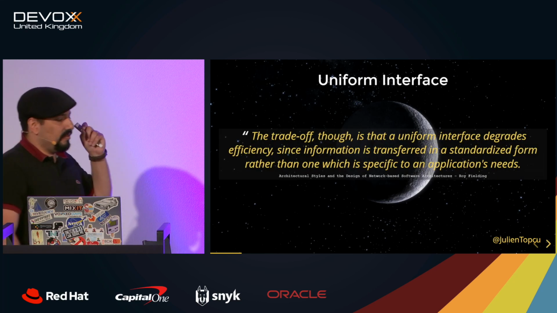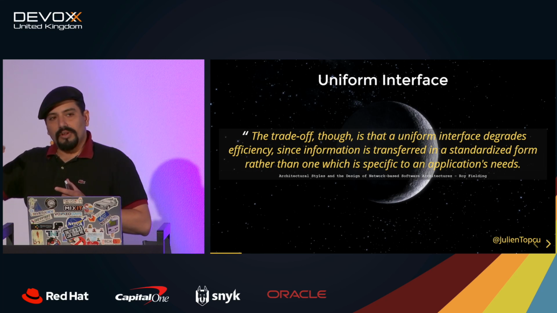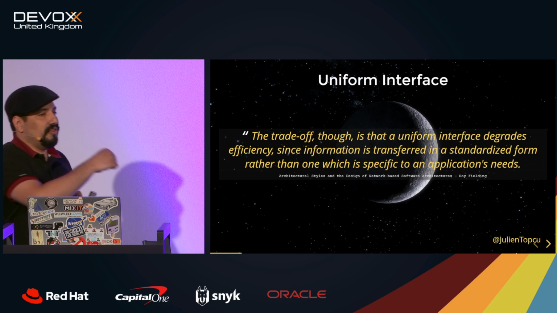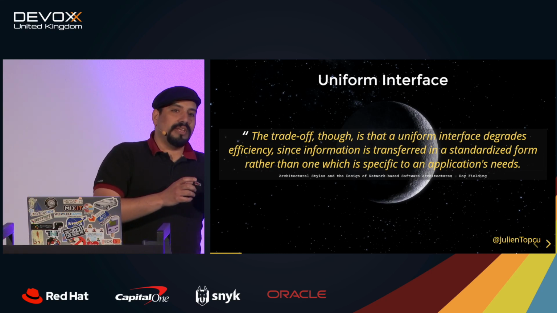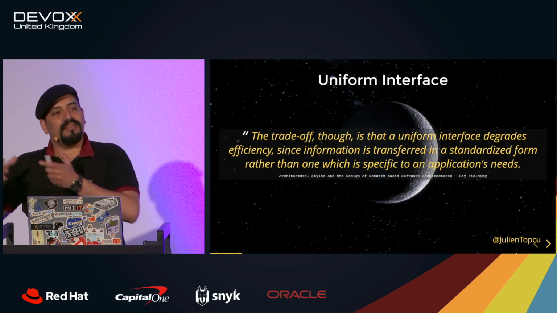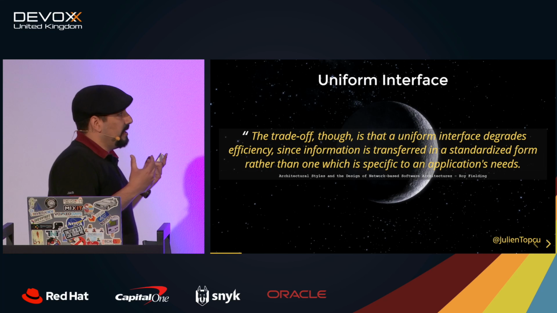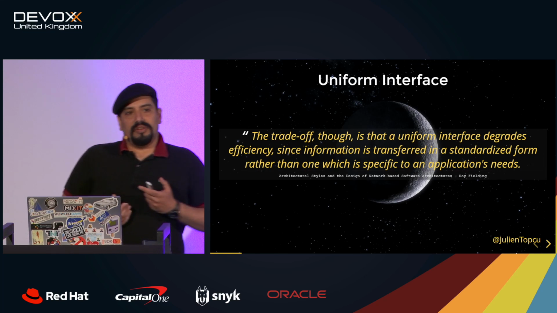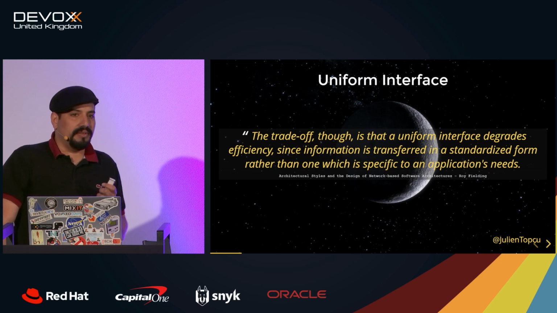He said that since the information is transferred in a standardized form, we will degrade the efficiency of the system because the information is not shaped in a way to fit the application needs. And here he explained that impedance mismatch, that loss of meaning we have inside our APIs.